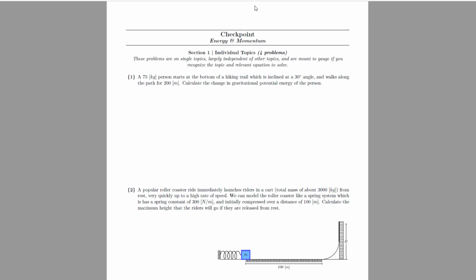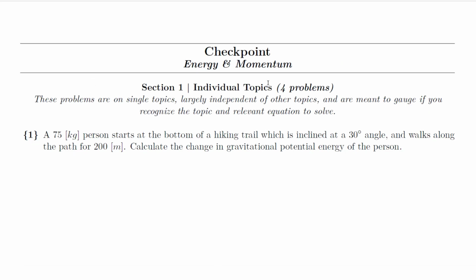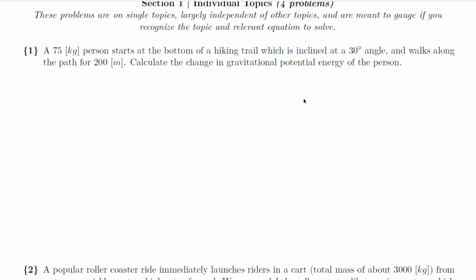Let's zoom into this. All right. Let's start with the individual topic questions, these 4 problems. First one. A 75 kilogram person starts at the bottom of a hiking trail, which is inclined at a 30-degree angle, and walks along the path for 200 meters. Calculate the change in gravitational potential energy of that person walking along that path.